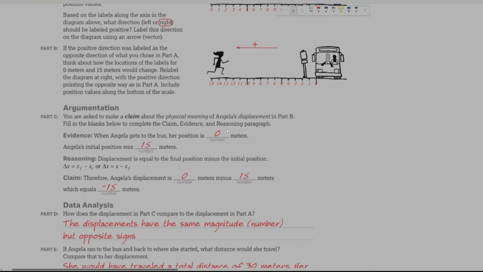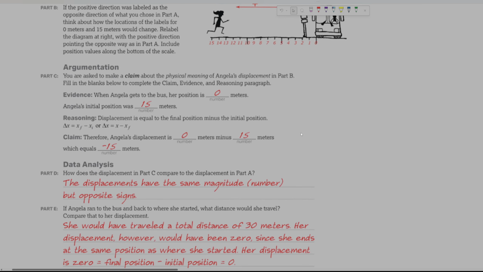All right. Part C, you are asked to make a claim about the physical meaning of Angela's displacement in part B. Fill in the blanks below to complete the claim, evidence, and reasoning paragraph. One thing that these workbooks are very helpful for is getting you used to the language of AP Physics and the types of questions you're going to be asked on the AP test, on the FRQs, and the multiple choice questions as well. In this case, they want you to make a claim, right? And they talk about displacement. Displacement is one of those words that you have to know.